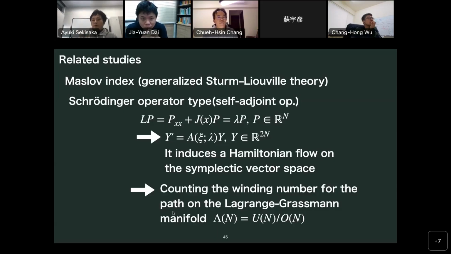Zero of Evans function is intersection of such subspaces. So eigenvalue problem is essentially intersection problem of such subspaces, and sometimes it is easy to show using topological approaches.